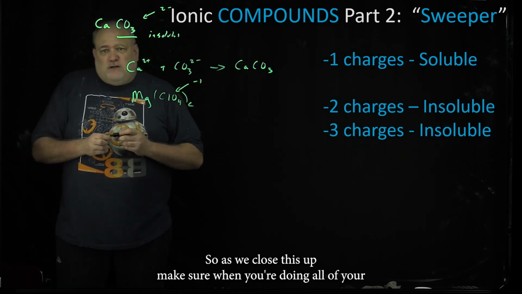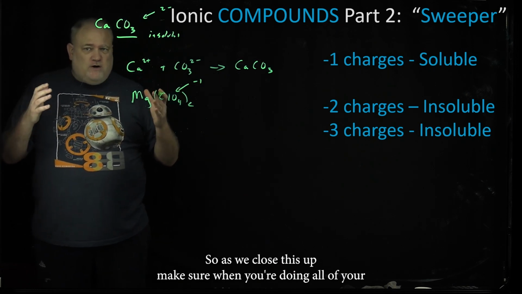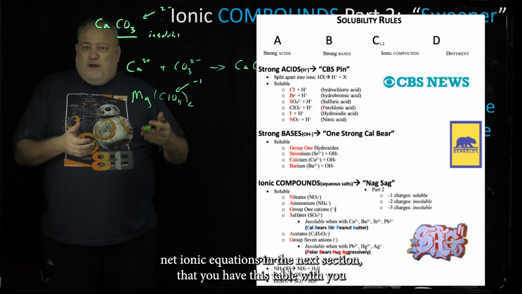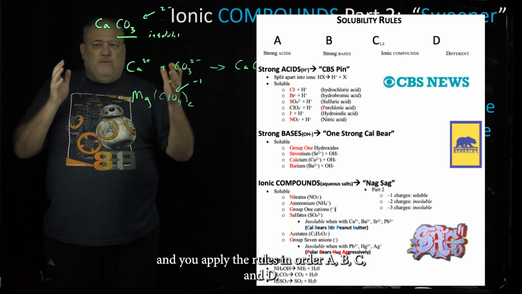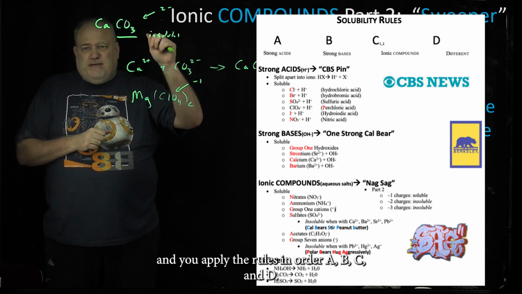So, as we close this up, make sure when you're doing all of your net ionic equations in the next section that you have this table with you and you apply the rules in order, A, B, C, and D.